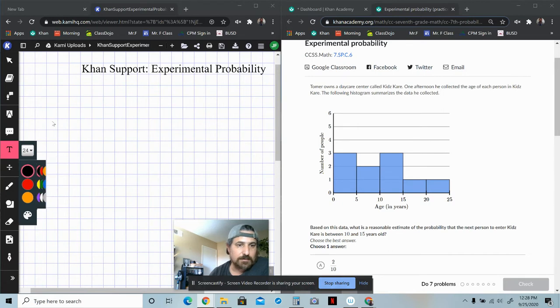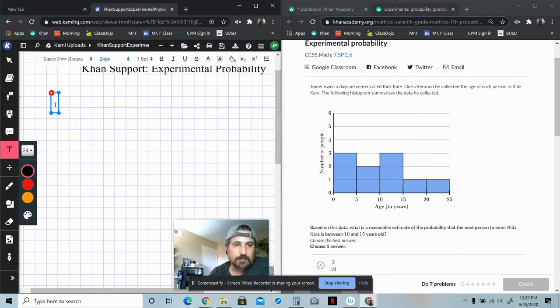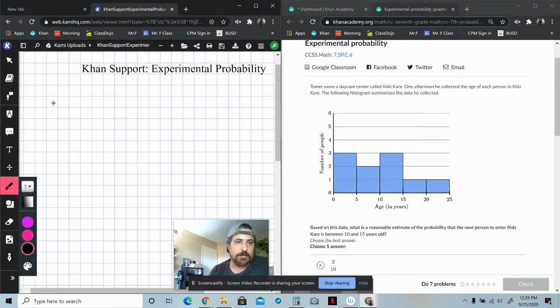All right, so let's do number one here. It's a text box. Let's get out of the text box. All right, here we go. Number one. Okay, cool. So it says Tomer owns a daycare center called Kids Care. One afternoon, he collected the age of each person in Kids Care. The following histogram summarizes the data he collected. So here we got the number of people, and here on the bottom we got the age in years. So that basically means that people from 0 to 5 years old, there's 3 of them. From 5 to 10 years old, there's 2, and so on and so forth.